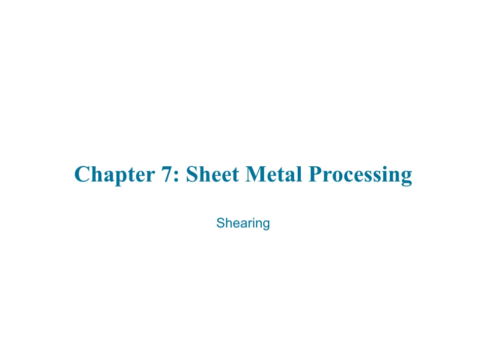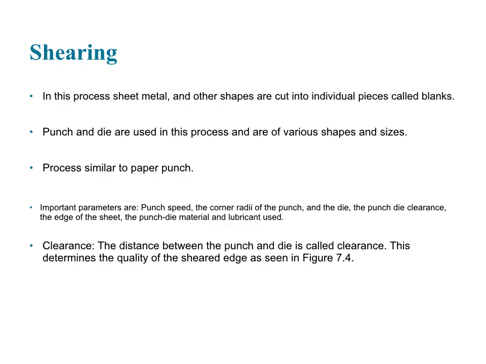Okay. All right. So let's start with our shearing process. In this process, sheet metal as well as plates and bars, tubes, and various other cross sections are cut into individual pieces called blanks. Typically a punch and a die are used for this process. The punch and die subject the given sheet to shear stresses in the direction of thickness. This operation is very similar to that of a paper punch operation. The punch and die could be of various shapes and sizes.